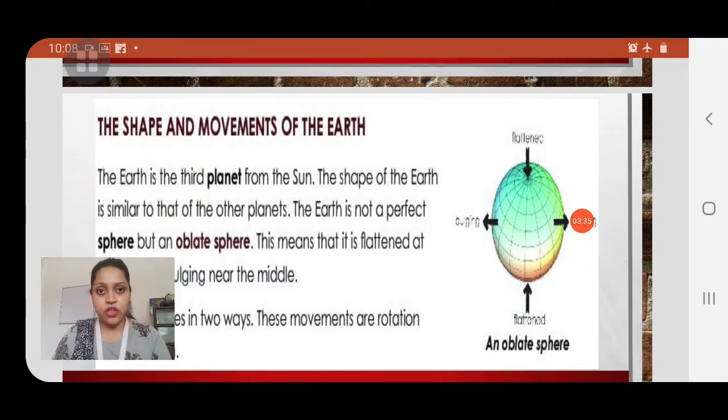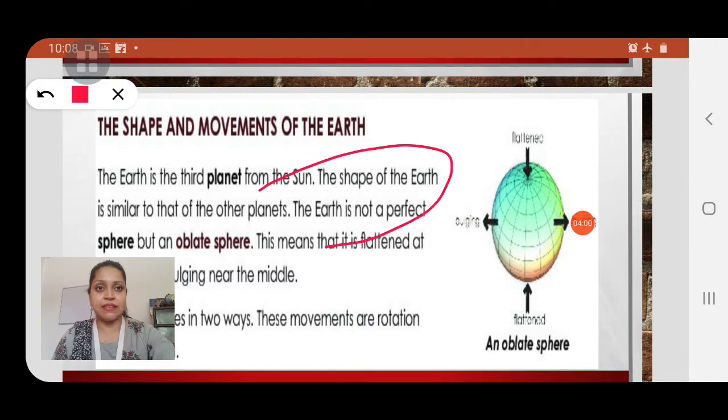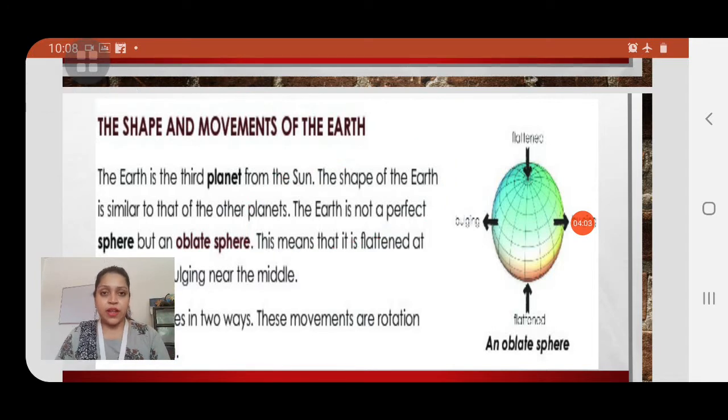Then we have revolution. What is revolution? Revolution is the movement of the earth around the sun. Around the sun it has a fixed path. And what is the shape of the fixed path that the earth takes to revolve around the sun? It is elliptical in shape. It is on the first page itself, elliptical in shape. So children, due to revolution we have change of seasons, and the earth takes 365 and 1/4 days to go around the sun.